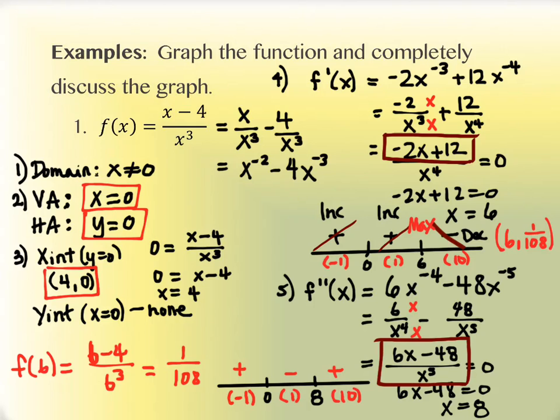Positive. What happens when a graph is positive in terms of the second derivative being positive? Concave up. And I have 2 of those. And what happens when the graph is negative?